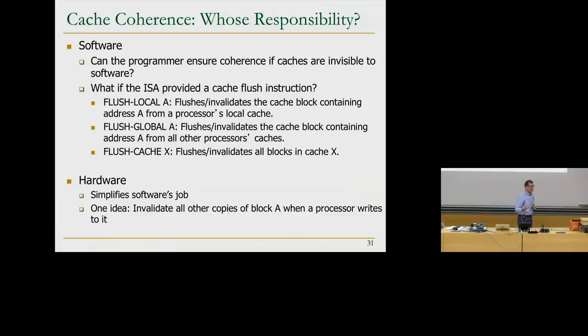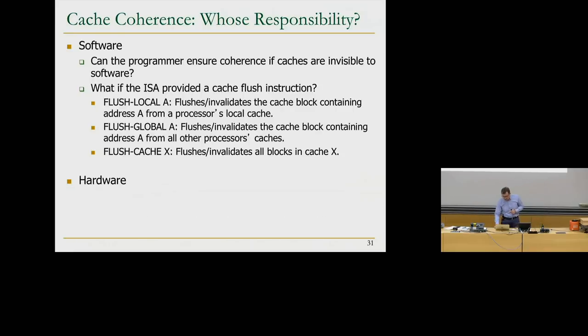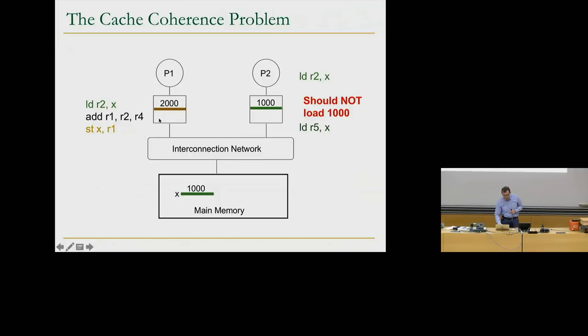Okay, so it's very difficult to solve this problem in software, and if you don't solve this problem, programming becomes very, very hard. Basically, if you don't provide cache coherence, you need to make the caches completely visible to the software, like GPUs do partially today, such that the programmer controls what goes into every cache. If the programmer completely controls what goes into every cache, that's okay, because the programmer hopefully knows what's in every cache, and then they ensure that this problem doesn't happen. That's a very difficult problem. It's not easy to program that way.